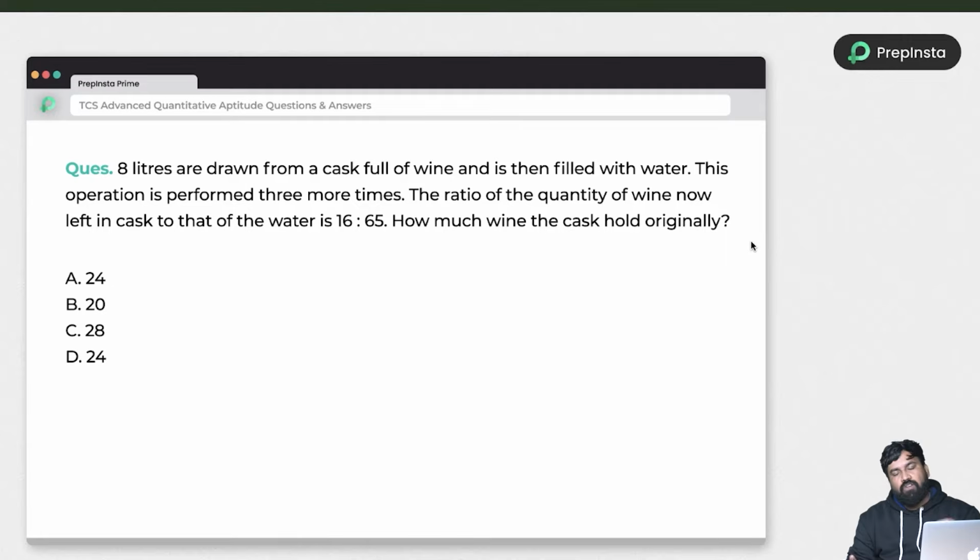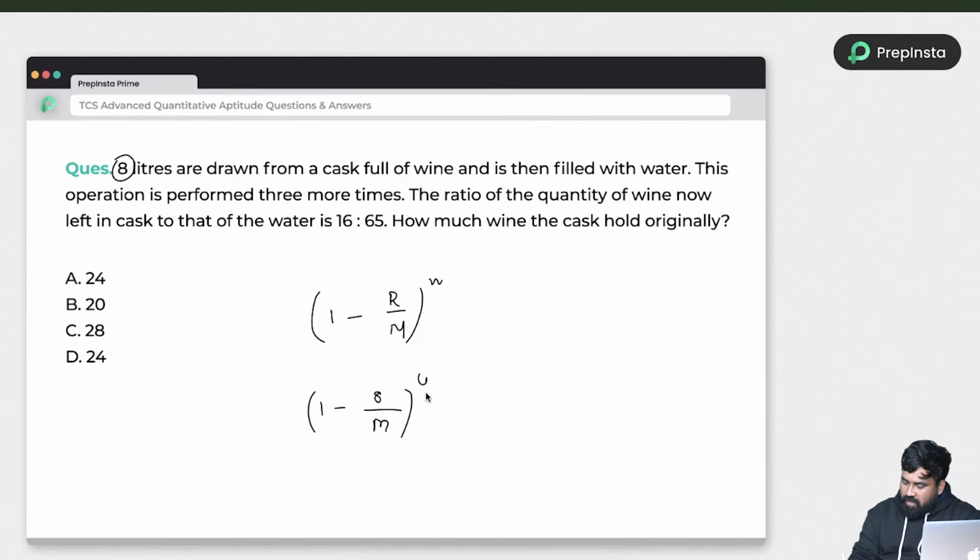So just look here, guys. Whenever you are doing these problems, don't create any type of equations or anything. There is a straightaway shortcut for replacement, that is (1 minus r/m) whole power n, where r is nothing but how many liters you are replacing every time. r is the replacement amount, and m is the original amount or the capacity of the cask. So here r value is 8 liters every time, m is what we have to find, and n value is given as 4. Why? Because 4 times they replaced it, right?